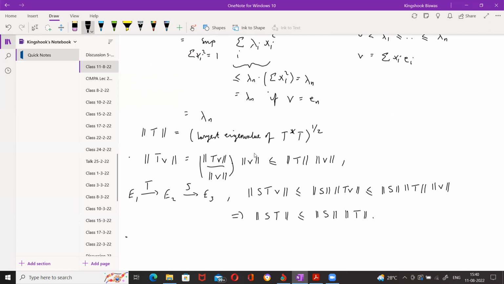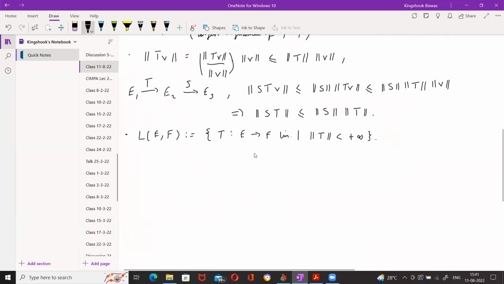And then we can define the space of bounded linear maps from E to F, so my notation will be L(E,F) for this. This is defined to be linear maps from E to F such that norm T is finite. So this is a vector space, and it's a normed linear space, with the operator norm.